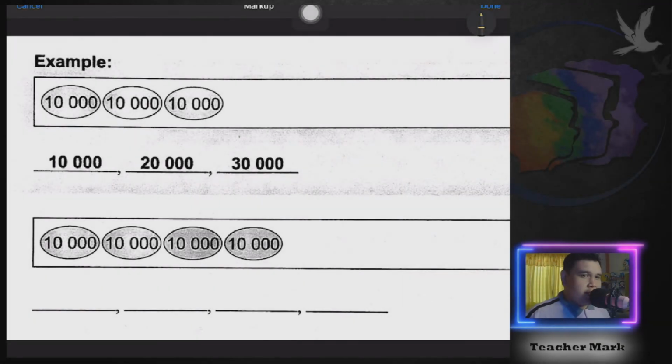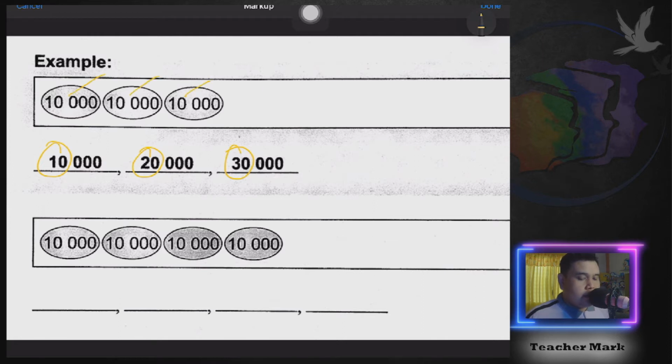Hi there. For this activity, all we have to do is to refresh our skip counting ability. In this case, if you can see, we have a series of 10,000s. All we have to do is skip count by 10,000. In the given example, it is skip counting by 10,000. We have 10,000, 20,000, 30,000. So this basically depends on the given example. Why did we skip count until 30,000? Because there are 3 units of 10,000.